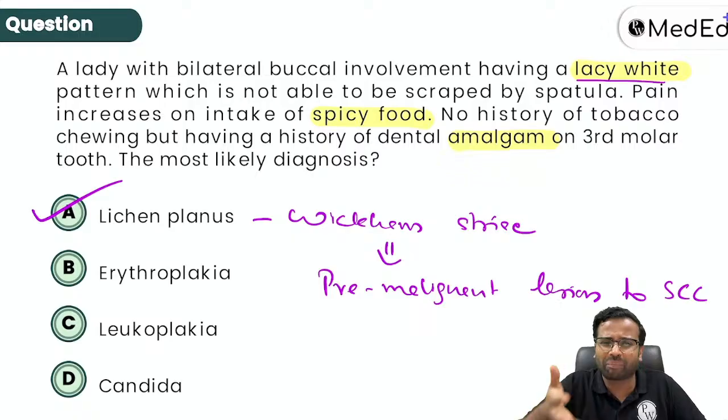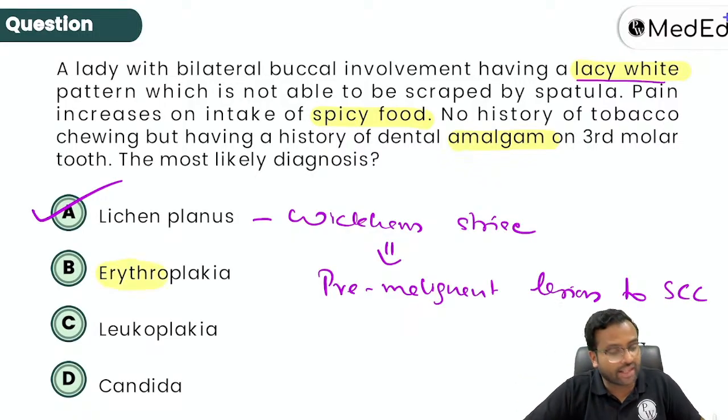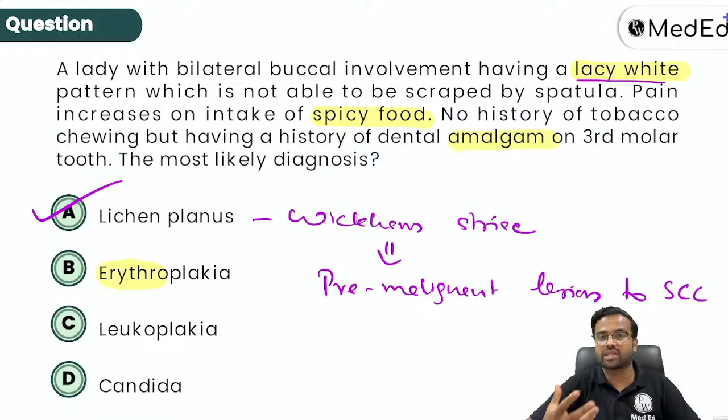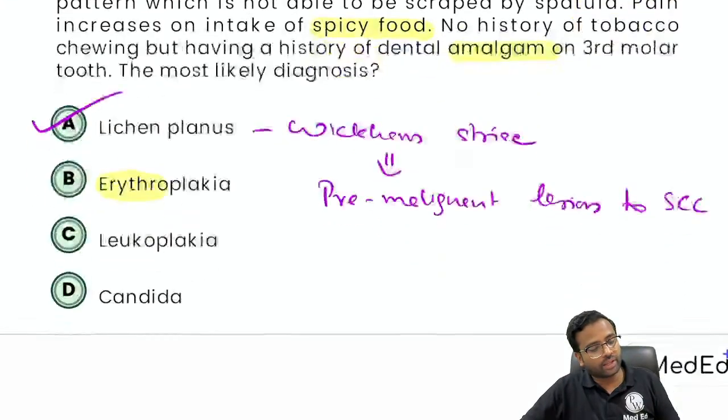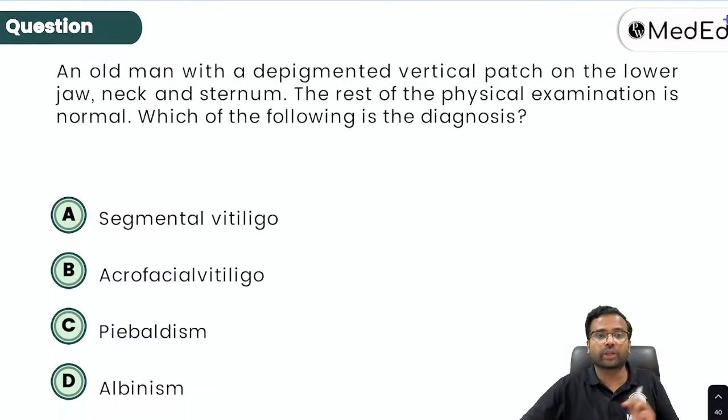Erythroplakia, definitely not, because the question itself says it is a white lesion, so it's not going to be a red lesion. Leukoplakia, again, anything white can be leukoplakia, but the question is more specific for lichen planus. Candida, when you use a spatula, these candidal whitish discolorations can be easily scraped off, right? So here the right answer should be lichen planus. Let's go to the next question.